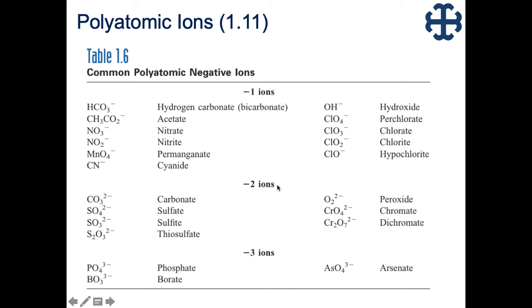For our 2 minus ones, carbonate, and then we get into our sulfur-containing ones, sulfate and sulfite. I will tell you, you don't need to know thiosulfate for this class at least. It may come up later, but that is one you don't actually need to know. Then peroxide, chromate, and dichromate. Okay, and those all have a 2 minus charge. And finally, our phosphorus-containing one, phosphate, boron-containing one, borate, arsenic-containing one, arsenate.